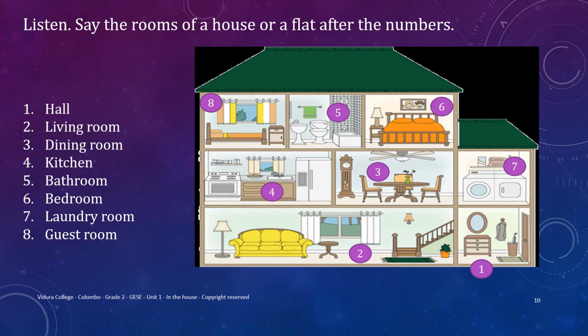Now, shall we read the names of the rooms again? Okay. Number 1 is the hall. Number 2 is the living room. Number 3 is the dining room. Number 4, kitchen. Number 5 is the bathroom. Number 6, bedroom. Number 7 is the laundry room. Number 8 is the guest room.